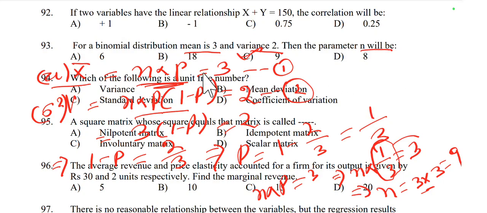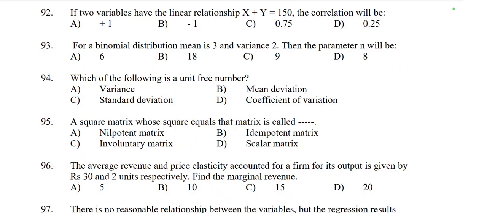So first we have to find out the equation. Mean is equal to n into p, and sigma square or variance is equal to n into p into 1 minus p. So first we substitute the value of n into p in equation 2. Then here we find the value of p. Then we substitute the value of p in equation 1. Then n is equal to 3 into 3 is equal to 9. So here option C is right.